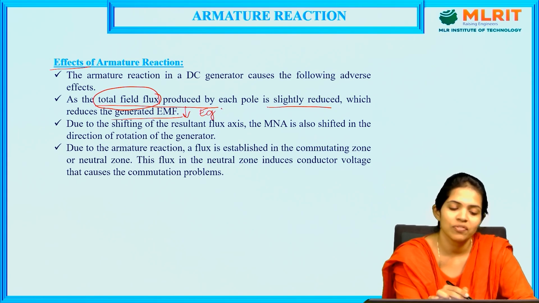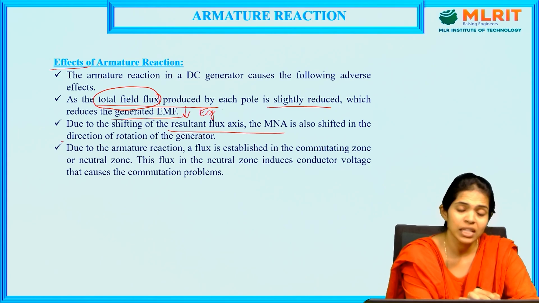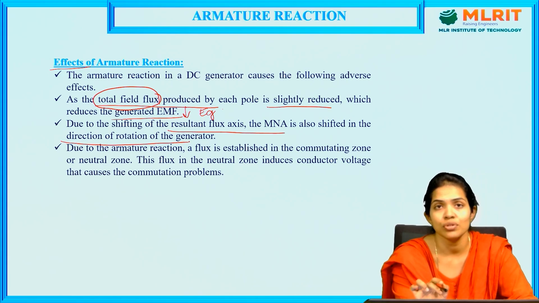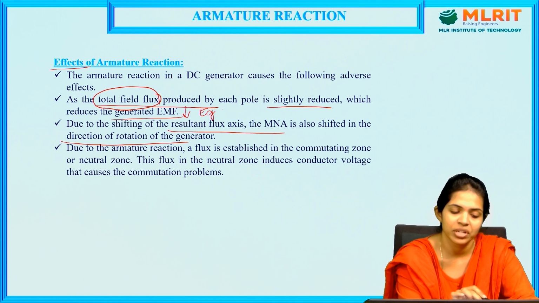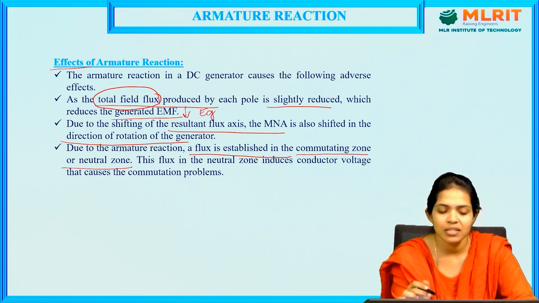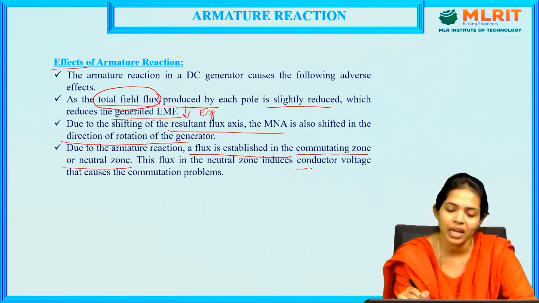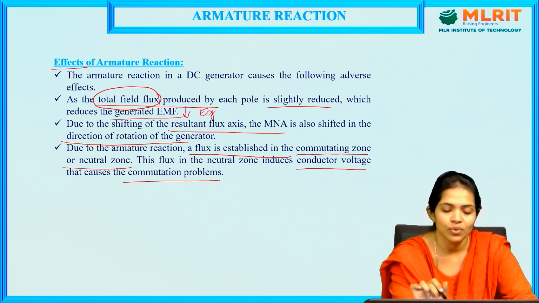Due to the shifting of resultant flux and the MNA, we can see that the direction of rotation of the generator is also getting changed. So this is also one of the adverse effects due to armature reaction. Due to the armature reaction, flux is established in the commutating zone or the neutral zone. So this flux in the neutral zone again induces conductor voltage, which causes commutation problems. So this is one of the adverse effects.